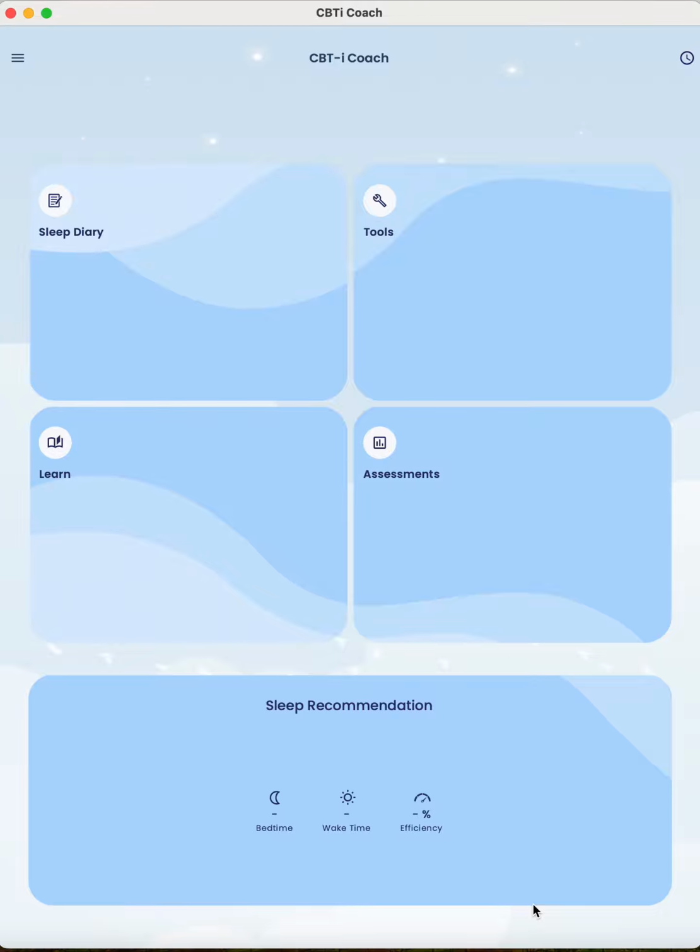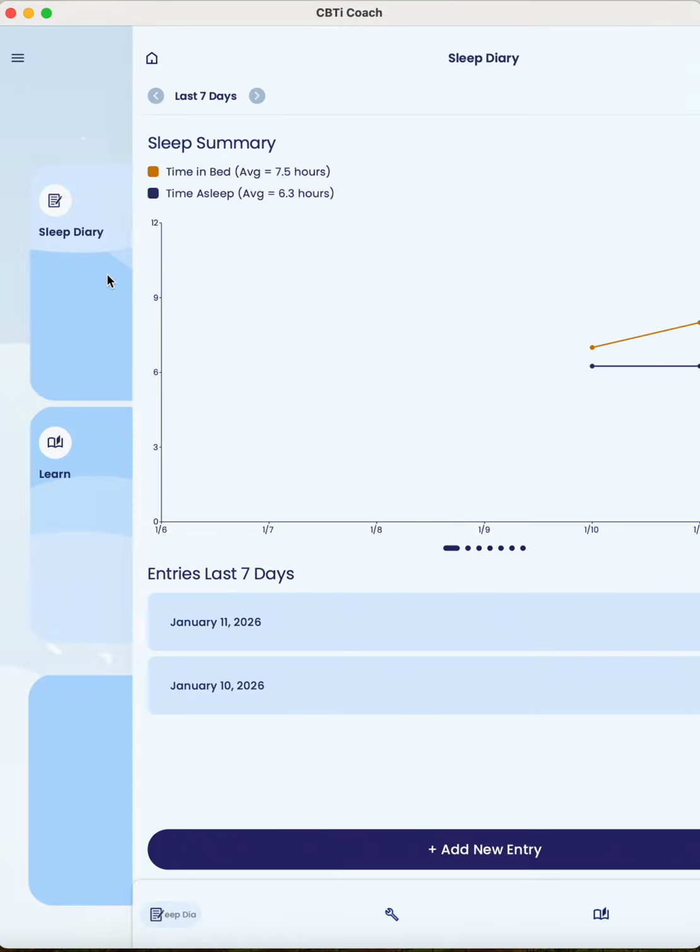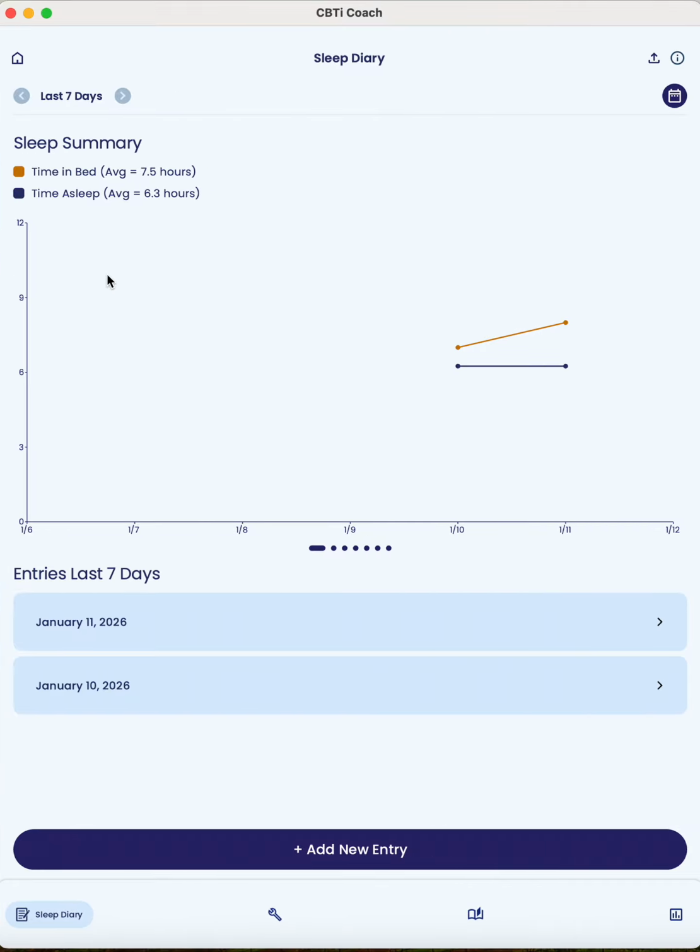When you open the CBT-I Coach app, this is the home screen. You want to click on Sleep Diary to make a new entry. This is also where you can go to see past entries. So you'll notice that there's a sleep summary here, which has a graph. The graph is starting to plot your various entries.